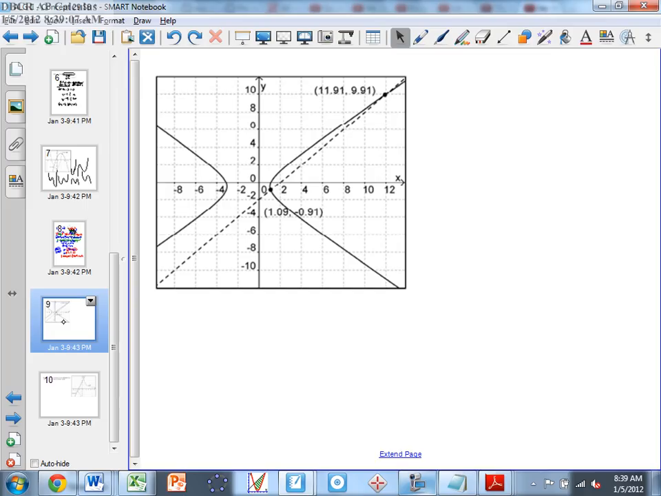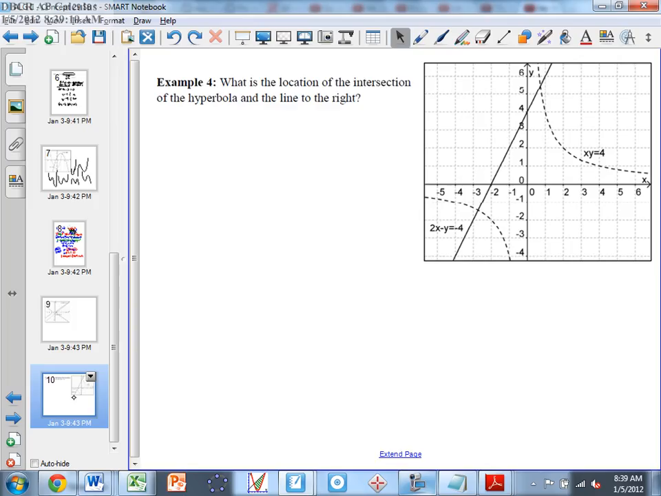Okay, last one for the day. What is the location of the intersection of the hyperbola and the line to the right? Okay, what is the location? Now, you could say, well, it's around 1, 5, and this one is around negative 3, negative 2, but it's not exact at all. Okay, it's clearly not crossing on a hash mark. But we have two equations. Let's list them. So I've got xy equals 4, and I've got 2x minus y equals negative 4.